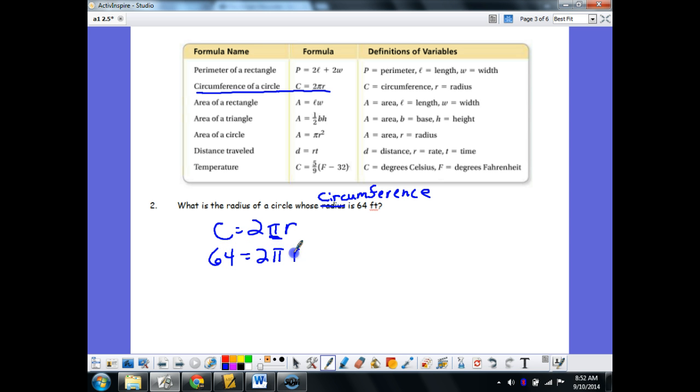So the circumference of 64 feet is equal to 2 pi times the radius. And a lot of times with these formulas, instead of solving for the radius first, it might help just to plug in the formula and solve. So we're going to divide both sides by 2 pi.